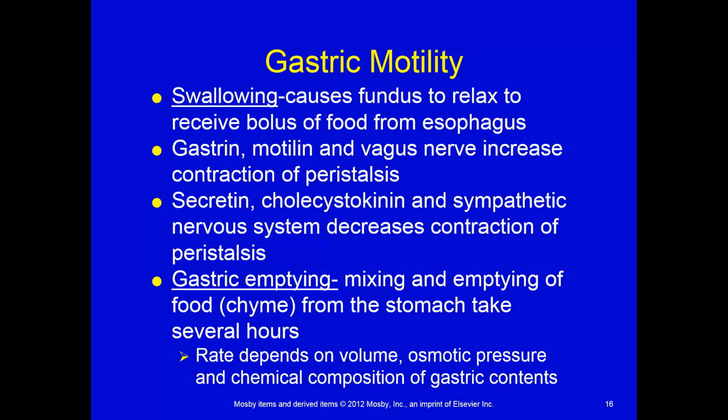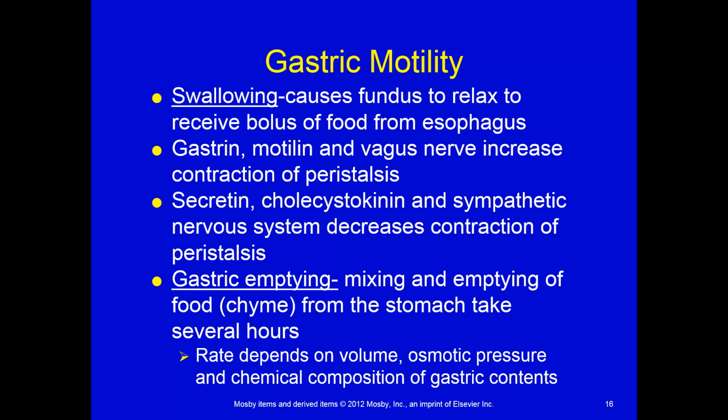Okay, so now let's talk a little bit about gastric motility. Gastric motility starts with the mechanical action of swallowing, right? Interestingly, even though you feel like all the swallowing activity is going on here, when you swallow, it actually causes the fundus of the stomach to relax and receive the bolus of food from the esophagus down into the stomach.